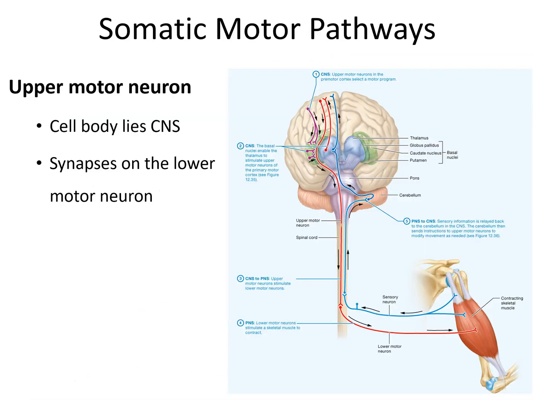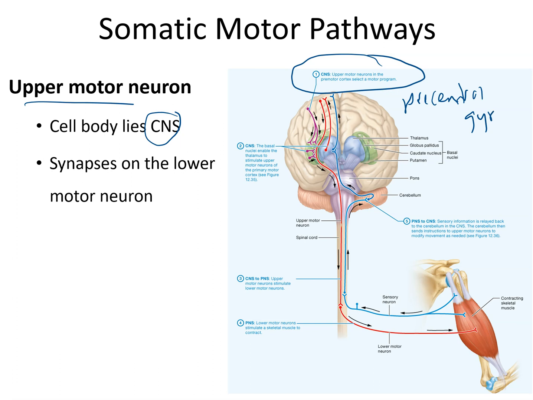We're going to focus on the somatic, and regardless of which one, by the way, they both have a relay of neurons. There's always an upper motor and a lower motor neuron. The upper motor neuron's cell body is up in the CNS. In particular, you might remember it's either going to be in the premotor area or in the precentral gyrus, and that was where we had our primary motor area.